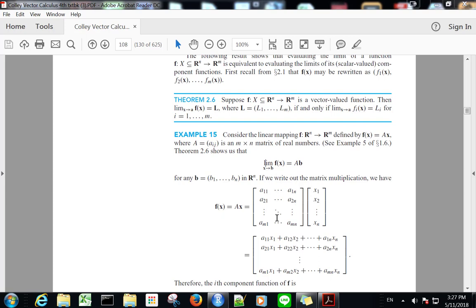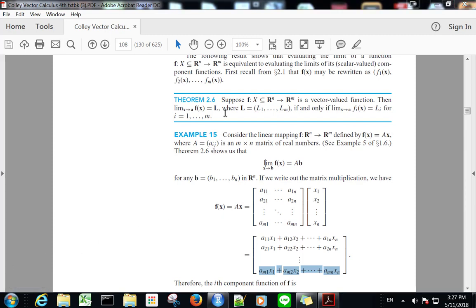And so each of the rows is going to give us the component function for the corresponding element in our answer vector in Rm. I don't know if I said that very well. But anyway, this is the first component function, and this is the second component function. Remember, we have to have m of them, and this will give us m of them. This is the mth component function.